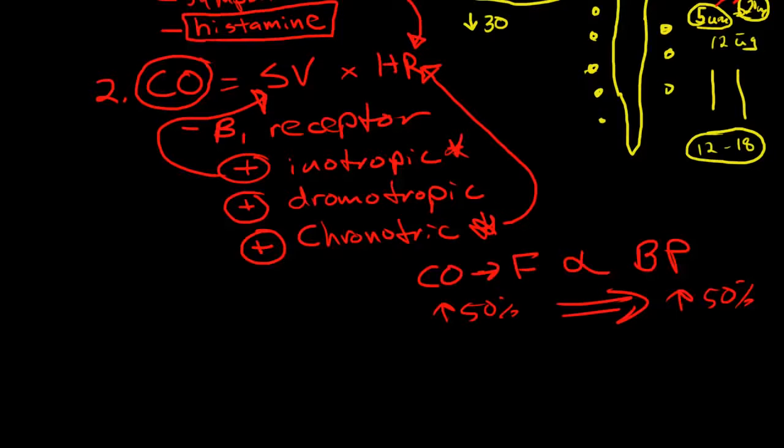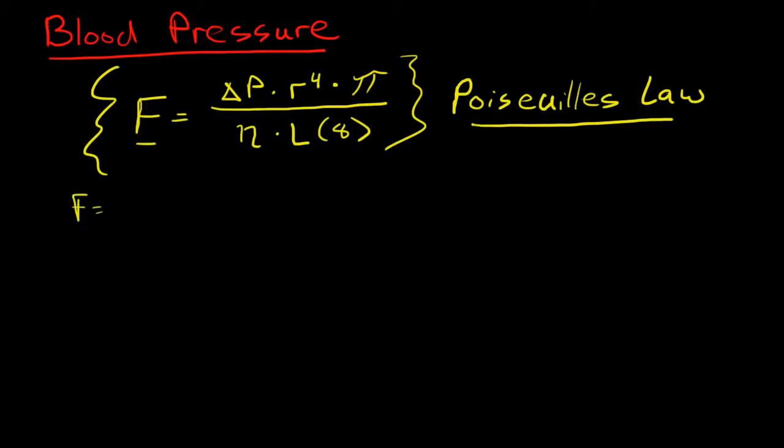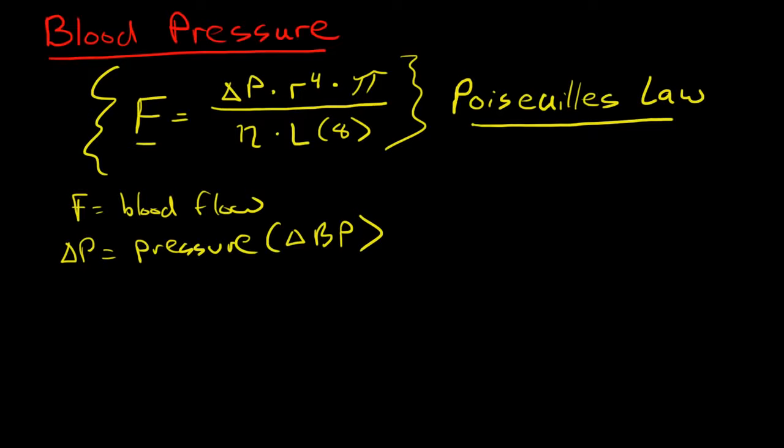In this example, we're going to be talking specifically about blood flow. So F is blood flow. Now, blood flow equals the change in pressure, in this case blood pressure, times the radius of the vessel. The radius is actually to the fourth power. That's very important to recognize, and we'll explain why in a minute. Radius of the vessel.